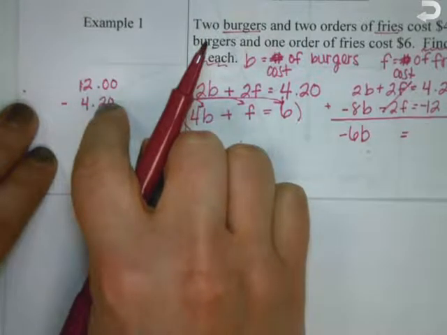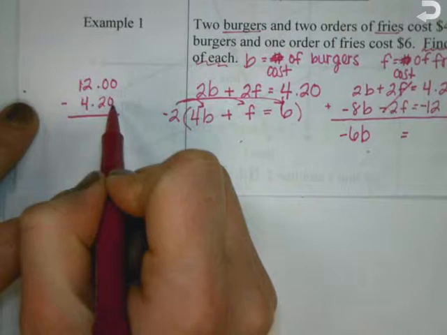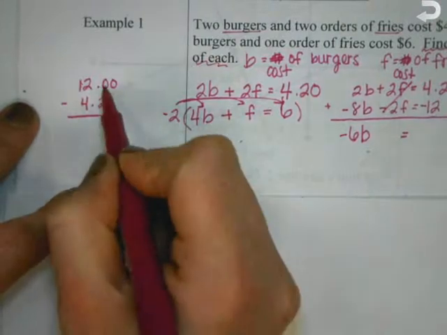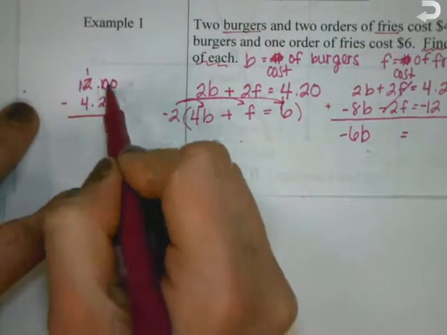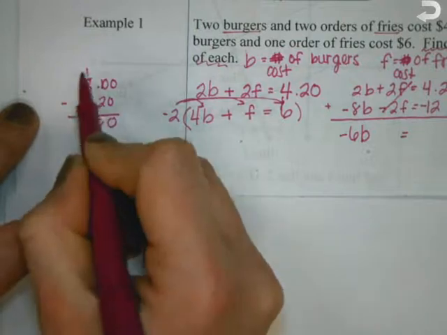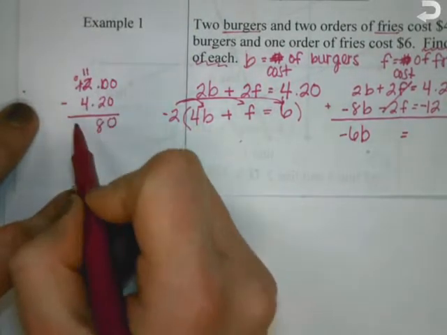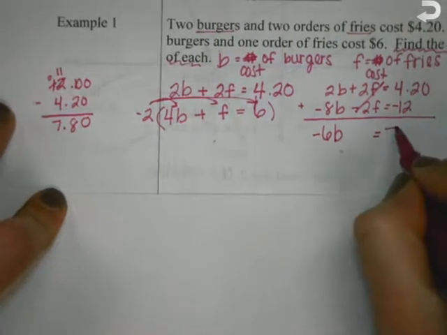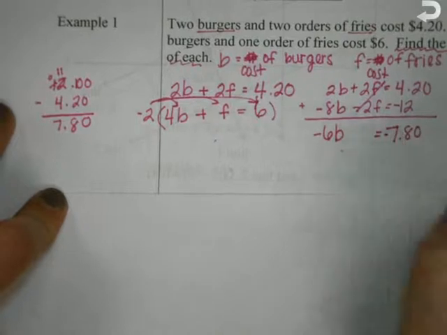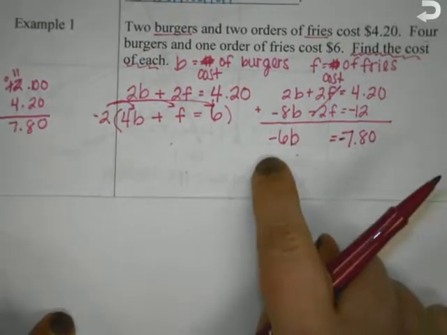Equals 0 minus 0, 0. 0 minus 2. I have to borrow, so that gives me 8. And then I have to borrow again. So 11 minus 4, 7. So 7.80. Negative, right? Because the -12 is bigger. So we have -6b equals -7.80.